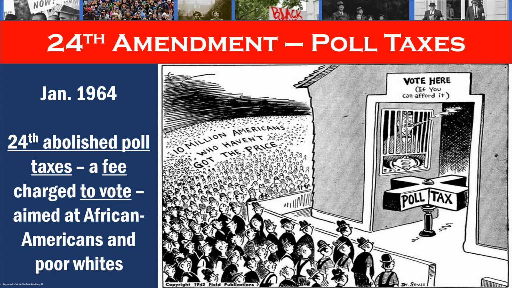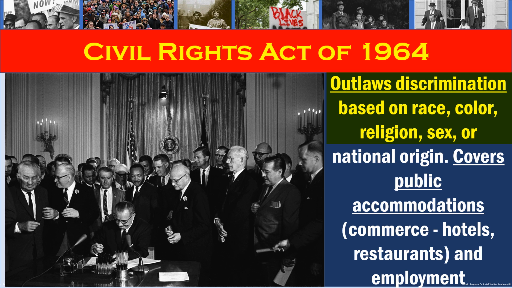In 1964, the 24th Amendment was passed abolishing poll taxes to vote, a long-held practice to attempt to deprive blacks and the poor from participating in elections. That same year, the Civil Rights Act of 1964 outlawed discrimination based on race, color, religion, or sex, including public accommodations such as hotels and restaurants. And if you're writing an FRQ on Congressional use of the Commerce Clause, this is an example you could use.